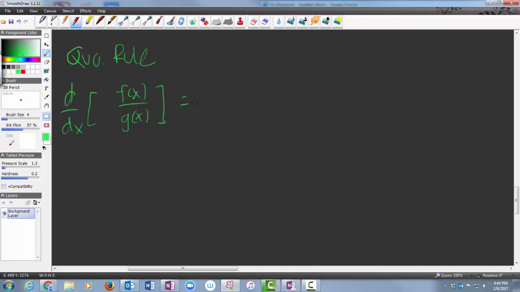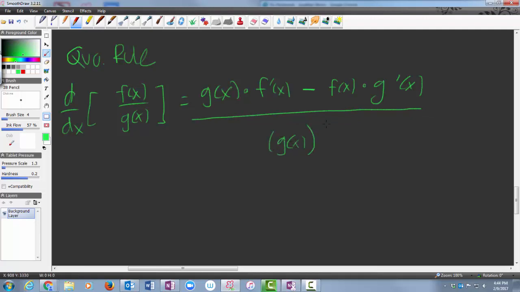then your derivative is going to be your denominator times the derivative of your numerator minus the original numerator times the derivative of your denominator, all divided by, let me redraw that line, your denominator squared. Looks similar to the product rule, but it's a little different.